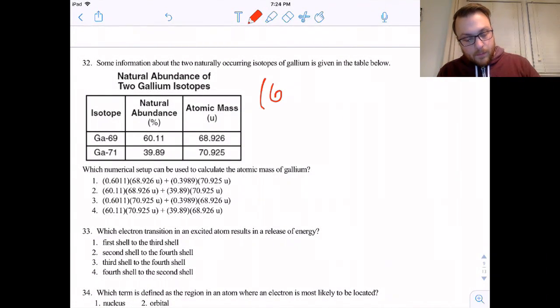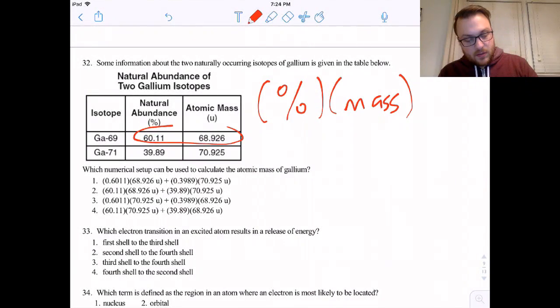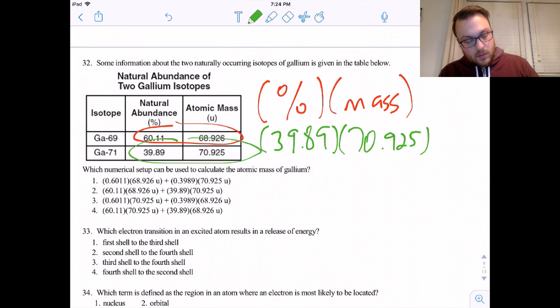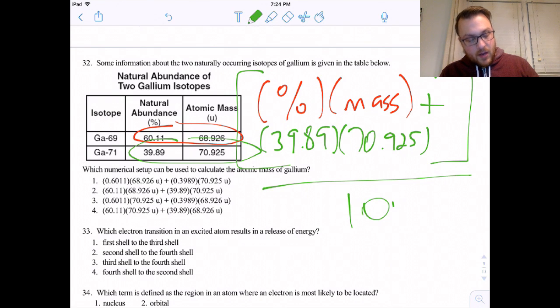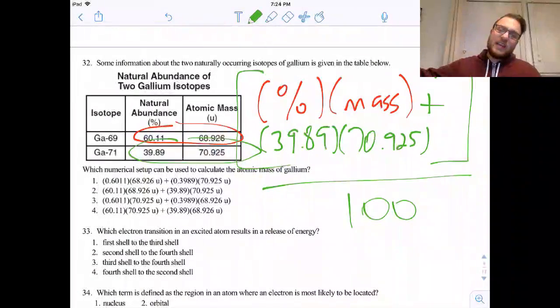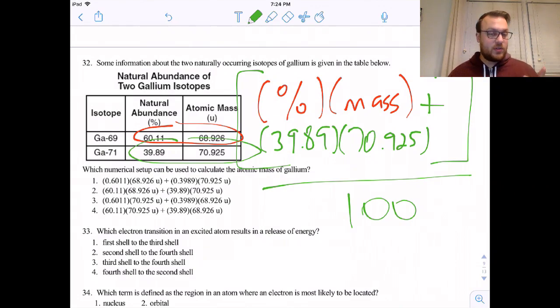Generally speaking, when you see an average atomic mass, take the percent times the mass, take the other percent times the mass, add them together, and then divide them all by 100. It's going to be a lot easier if you do this in one straight line. I just ran out of room, so it looks a little sloppy. But just percent times mass plus percent times mass, divided by 100.